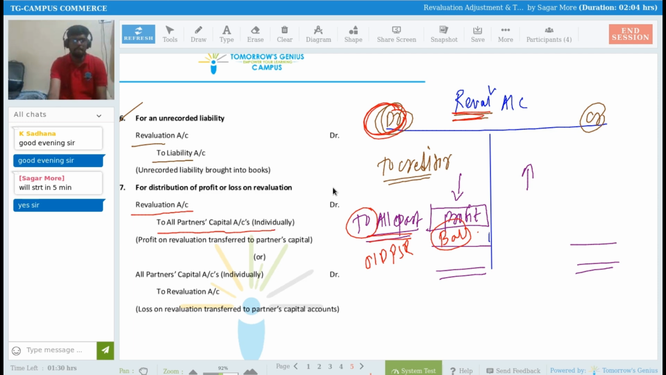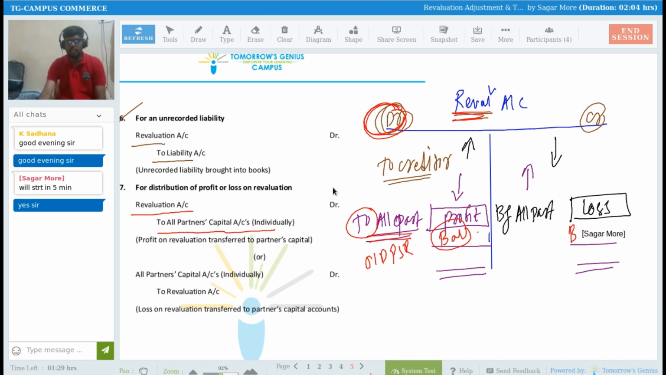Now, if your debit side is more and your credit side is lesser, in that case you will be getting a balance here. If you are getting a balance on the credit side, it's known as revaluation loss, right? Even if it is a loss, you have to transfer this towards all partners' capital accounts. This is the balancing figure, right? This is the balance that you are getting.